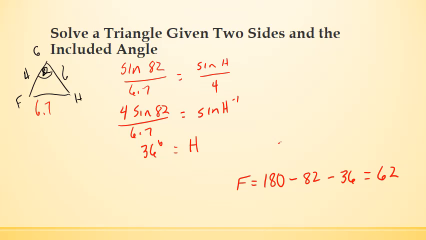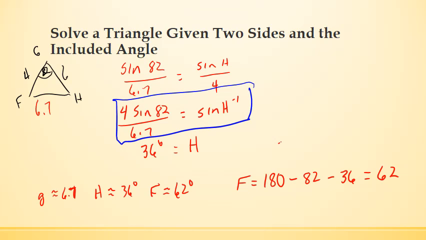So therefore we could say then that side G is approximately equal to 6.7. Angle H is approximately equal to 36 degrees. And angle F is approximately equal to 62 degrees. And we have solved the triangle. I am going to jump over on the calculator and input this right here, just to make sure we know how to input it.